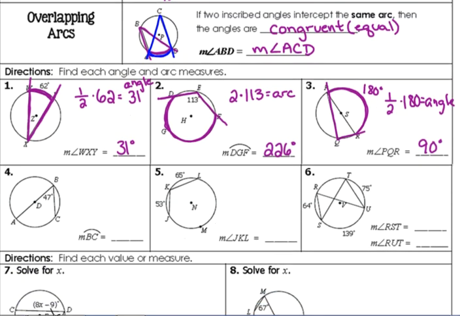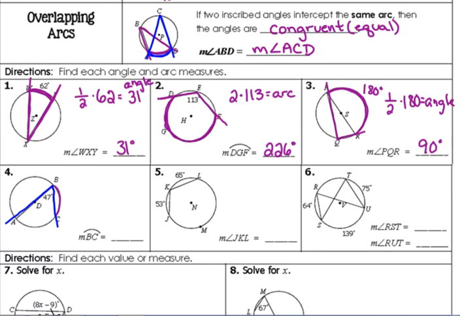Number 4 wants the arc BC. We want the arc BC. Now here's the problem with BC. BC is not intercepted by the angle that is drawn. So this is the case where we're going to have to do a little extra legwork. So let's look at what that angle does intercept.